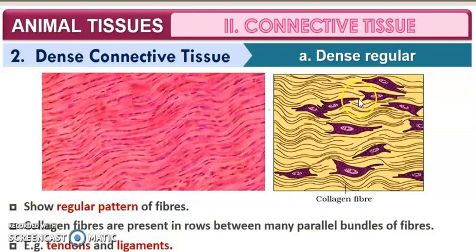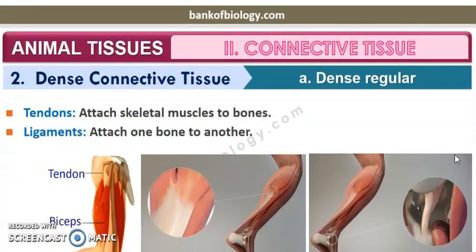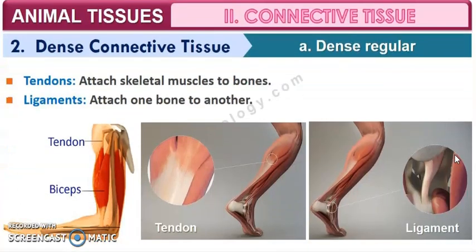An example of this dense regular connective tissue is seen in the tendons and ligaments. Let us see what are tendons and ligaments. I hope you have studied about this in your lower classes. We will see what is tendon, and then we will learn what is ligament. So tendons are the connective tissue which attach the skeletal muscles to the bones, right?